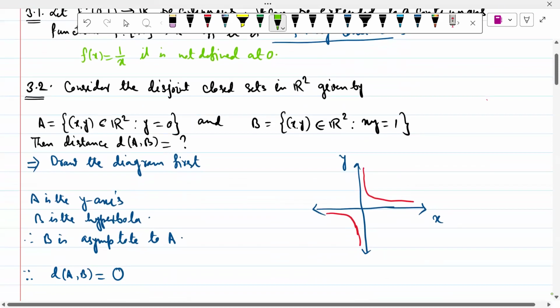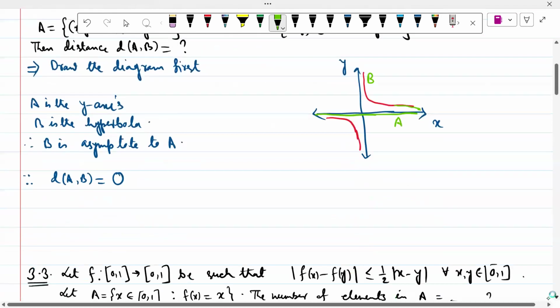The second question: consider the disjoint closed sets in R2 given by A equal to {(x,y) in R2 such that y equal to 0}. What is y equal to 0? It simply means your x-axis. And B is {(x,y) in R2 such that xy equal to 1}. So xy equal to 1 is the equation of a hyperbola, drawn in red. This is B and this is your A. The x-axis is an asymptote, so the hyperbola goes very near to the x-axis, and the distance will be 0.